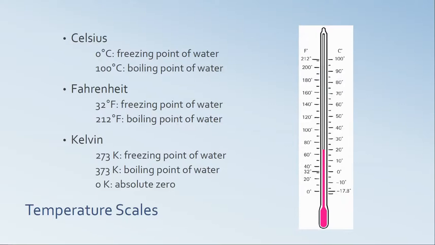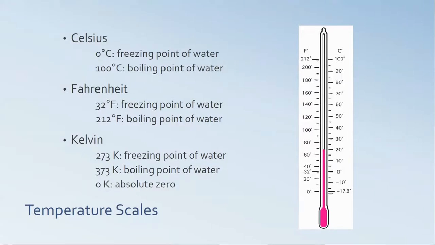Also, when we compare these two scales, you might notice that between the freezing point and boiling point of water in Celsius, there's only 100 degrees. But between the freezing point and boiling point of water in Fahrenheit, there's 180 degrees. So we can see in Fahrenheit, each degree is only about 5/9 of a degree in Celsius.